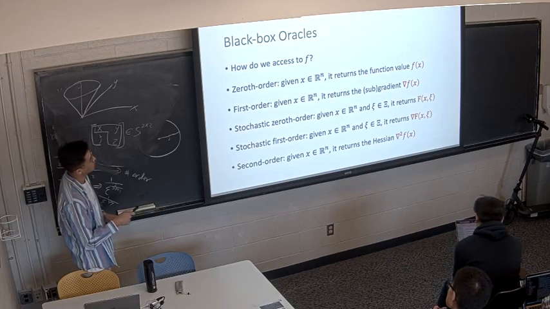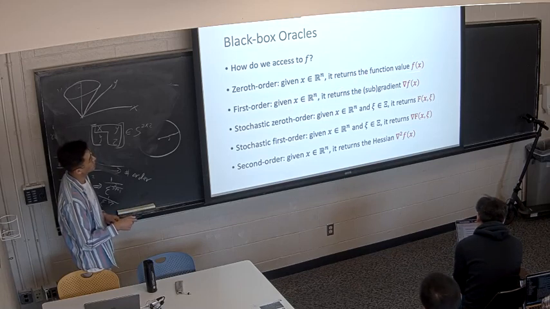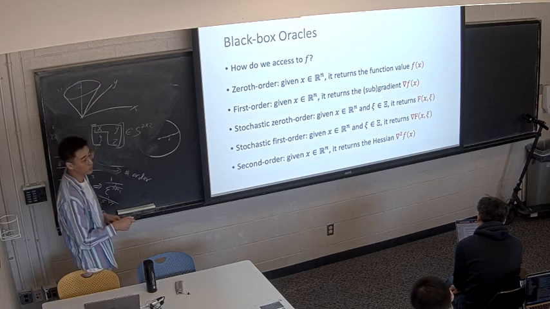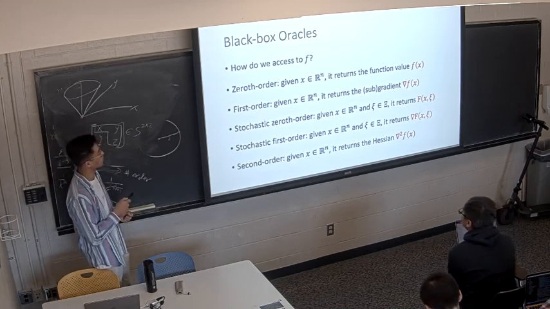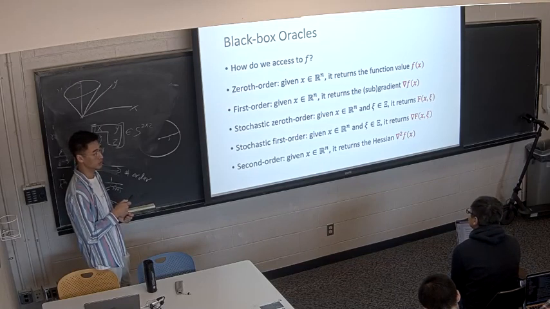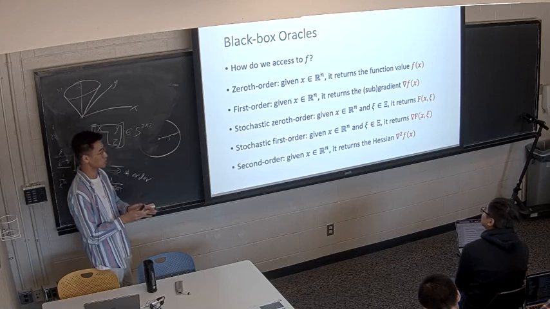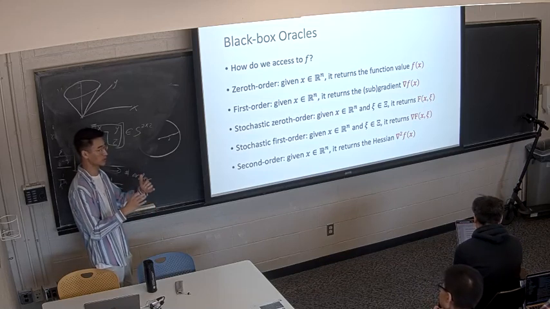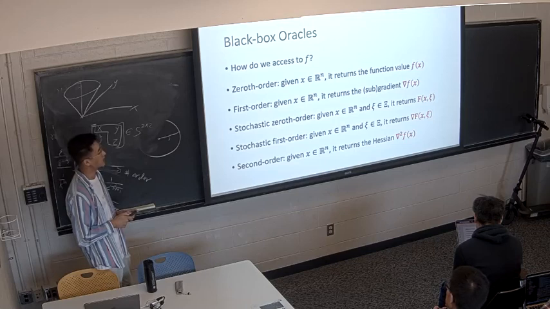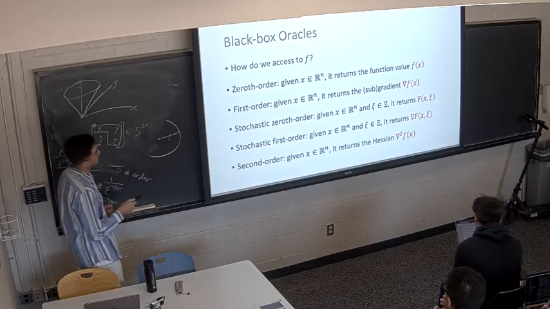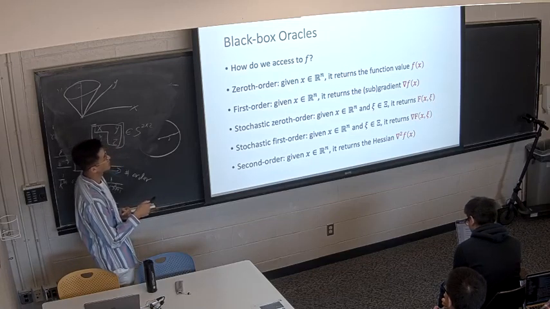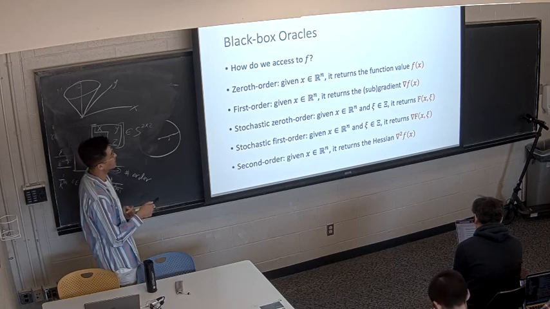And for first order, suppose I give you a point x. Can you return me the gradient in the smooth case or the subgradient in the non-smooth case? And this is the first order. When we talk about first order methods, we are allowed access to both zero order and first order oracles. So you have access to everything lower than your current order. So if you want to design a second order method, you have access to zero order, first order, and second order. And these are for the deterministic case.